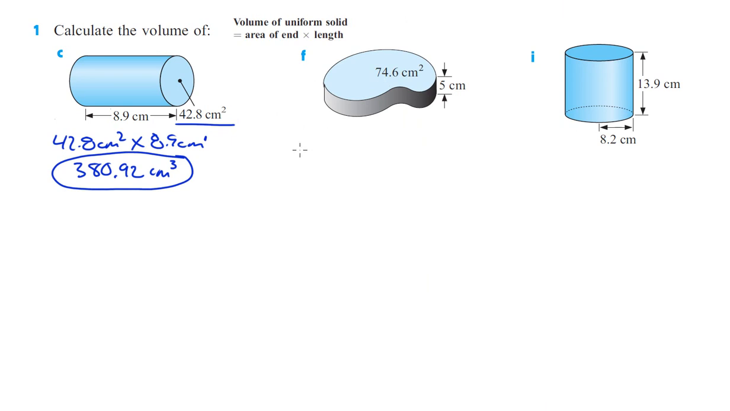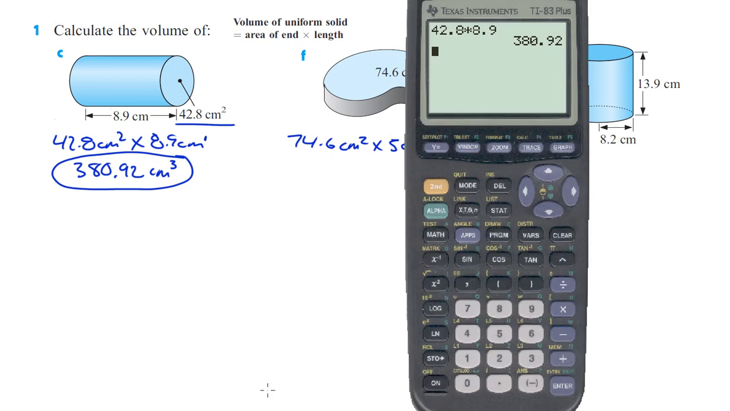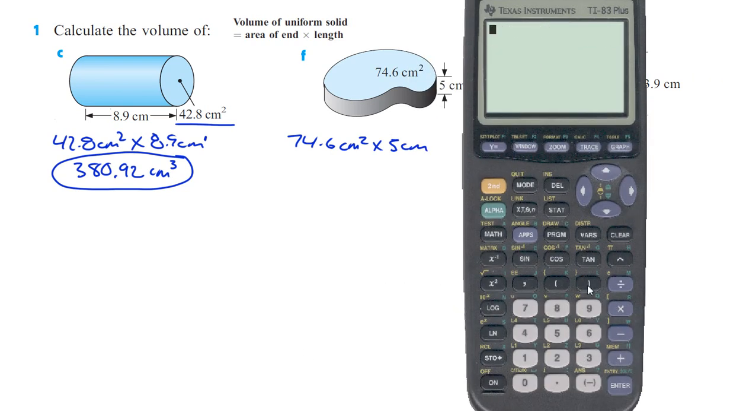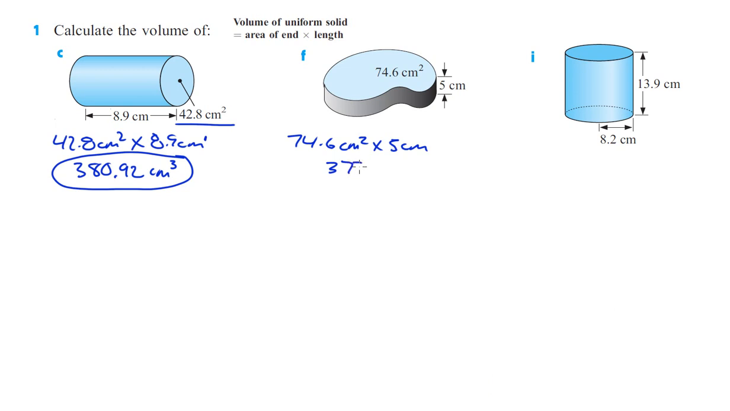Okay, so this one here, same idea. Multiply the area of the base, which they already gave us, by how long or how tall it is. So let's take 74.6 centimeters squared times 5 centimeters, and away we go. 74.6 times 5 gives us 373 centimeters cubed. And again, it's volume, so that works.